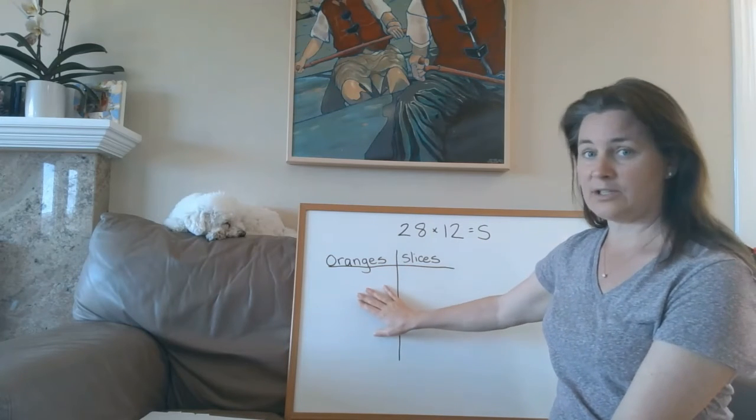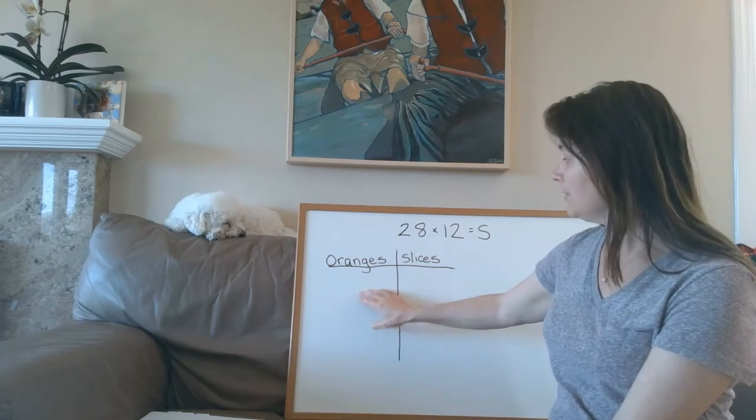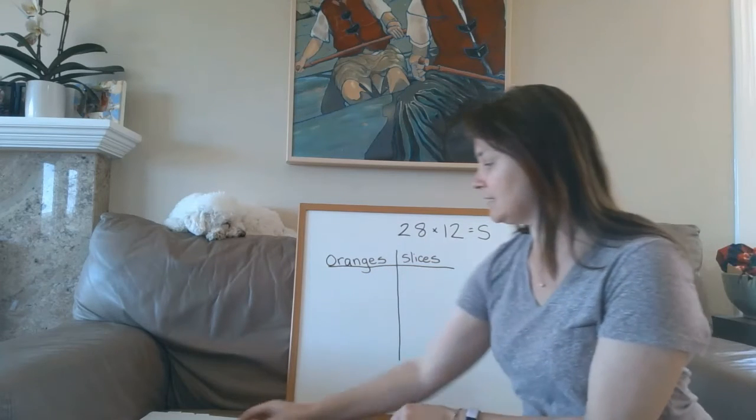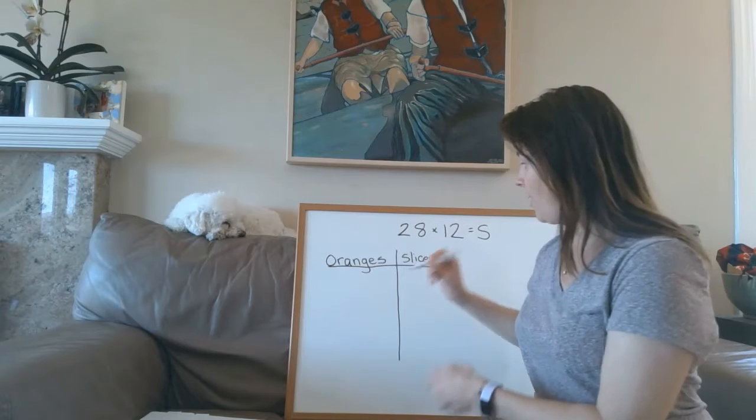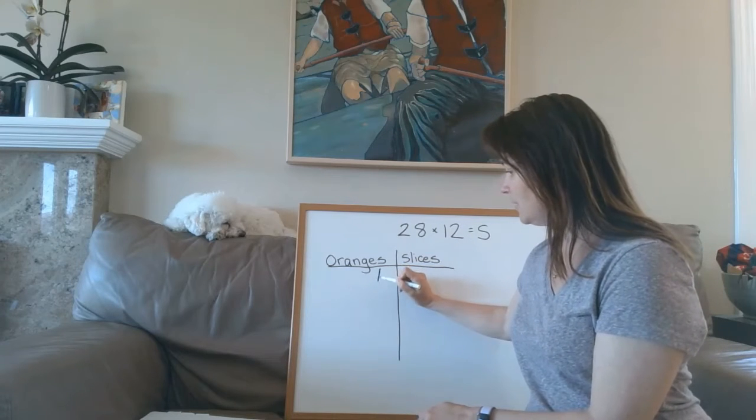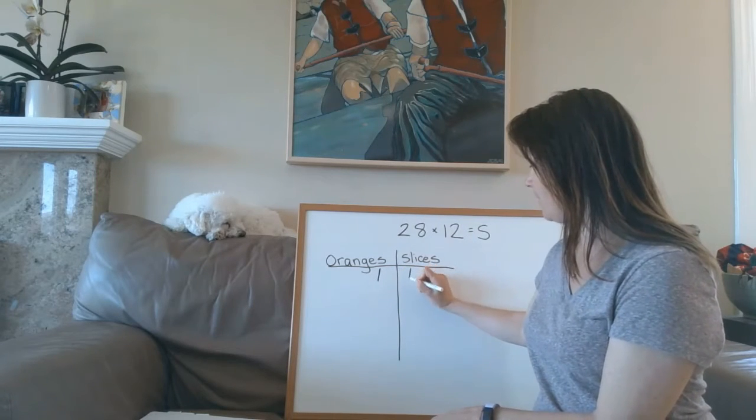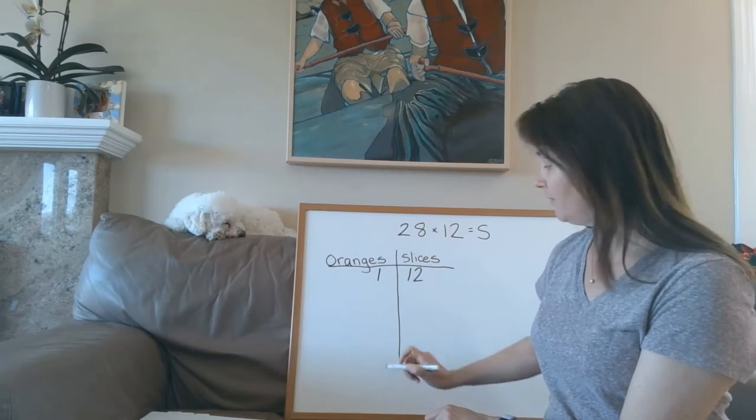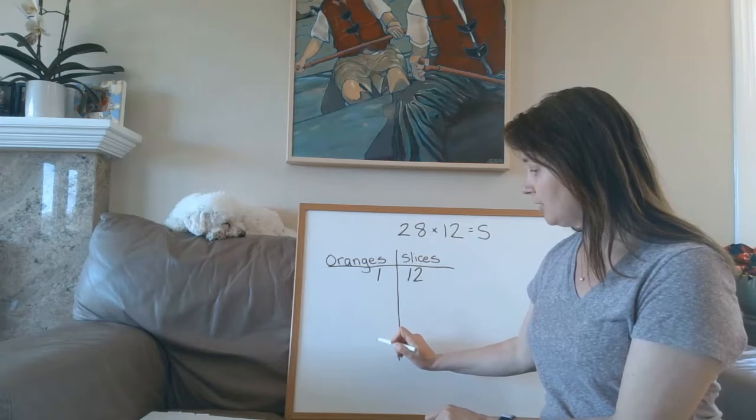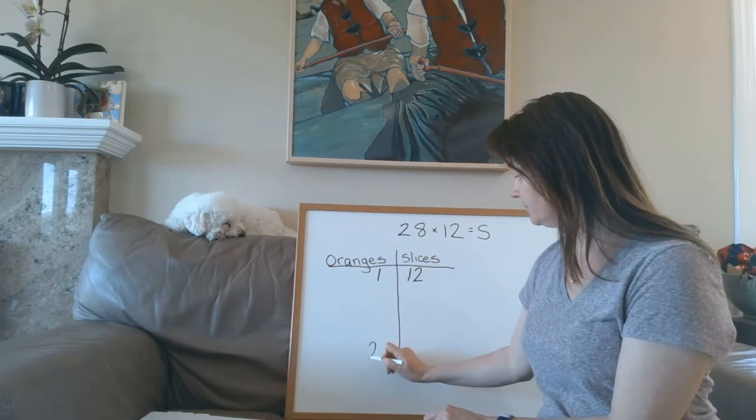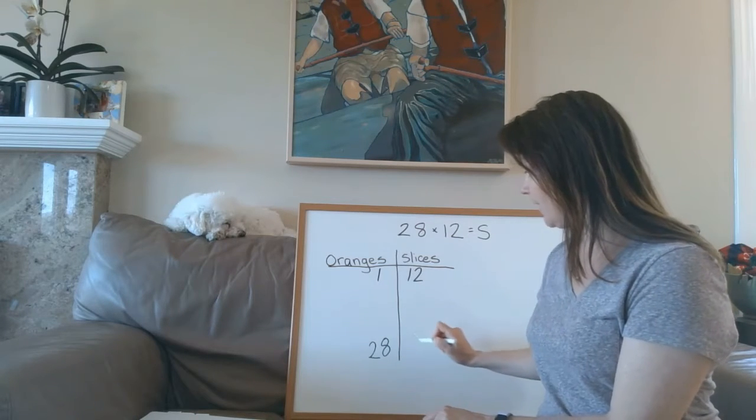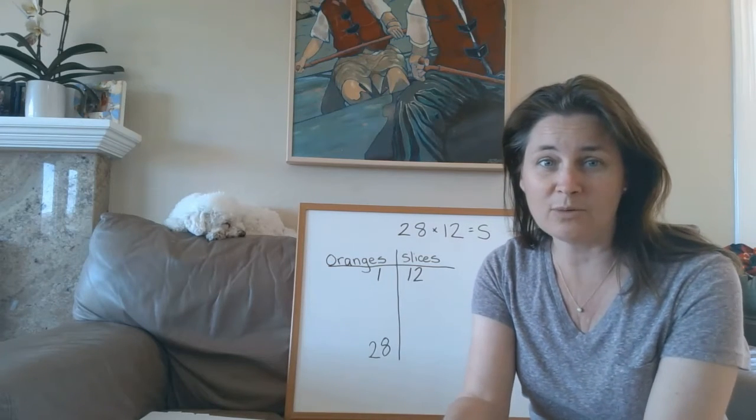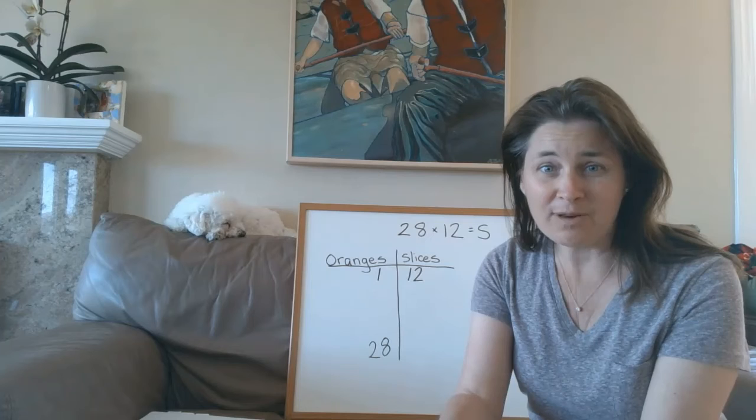So we'll start with the ratio table, and the ratio table will have the number of oranges and the number of slices. So we know that one orange is going to get 12 slices. Now we need to do some work to figure out if the number over here was 28, how many slices here? So you are going to do that work.